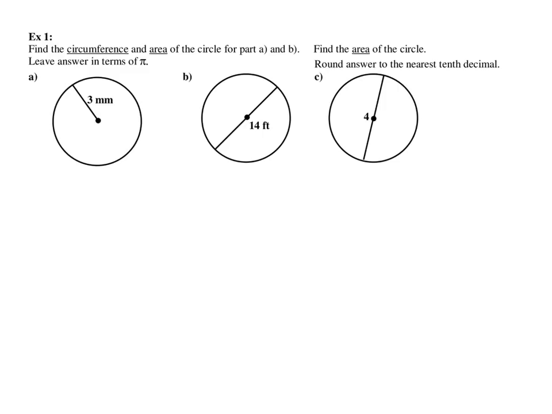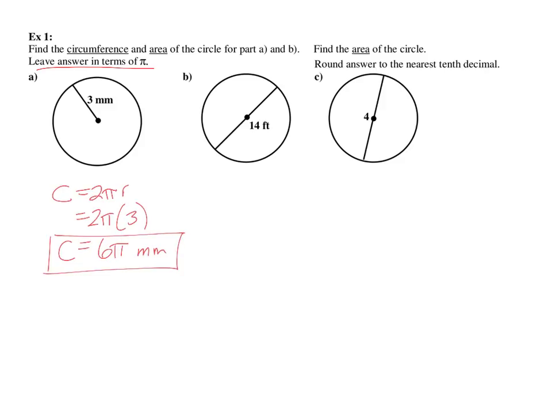Find the circumference and area of the circle for parts A and B. Leave the answer in terms of pi. The circumference is equal to 2 pi r, and in this problem, r is equal to 3. So then I have 6 pi. It says leave in terms of pi, so that means I do not plug in 3.14 for pi. I'm working with millimeters, so I make sure I have the correct units there. There's the circumference.